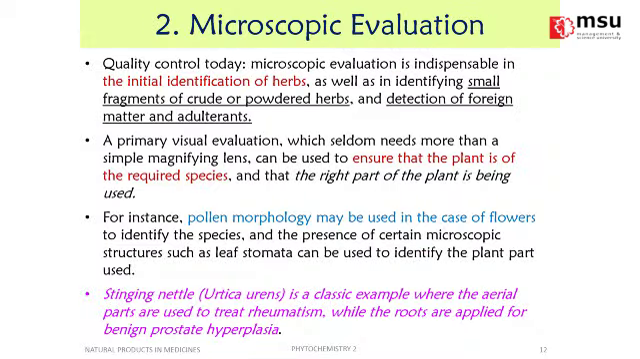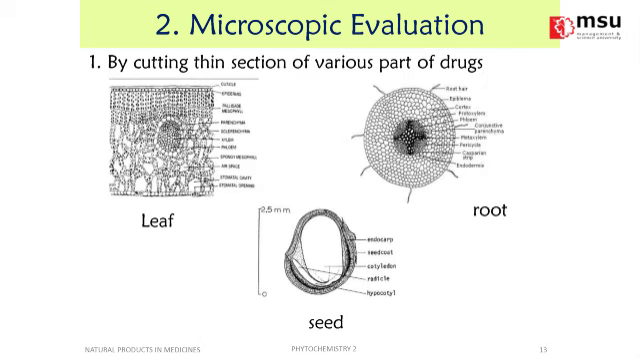In the microscopic evaluation, what is the difference from organoleptic? Microscopy. Of course, you use a microscope or magnifying lens to identify in terms of what? The identity and the purity of your certain compound or natural product. So we have transection and longitudinal section, which are very important in a microscopic evaluation.